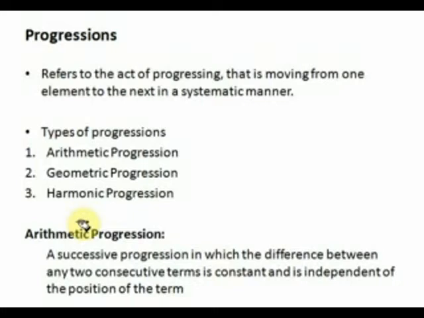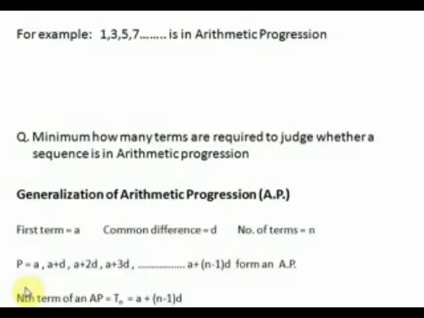What is arithmetic progression? A successive progression in which the difference between any two consecutive terms is constant and is independent of the position of the term. Or in other words, we can say the difference between the term and its preceding term is always a constant. If we take any two terms, irrespective of their position, the difference between the term and its preceding term is always a constant. Let's see an example.